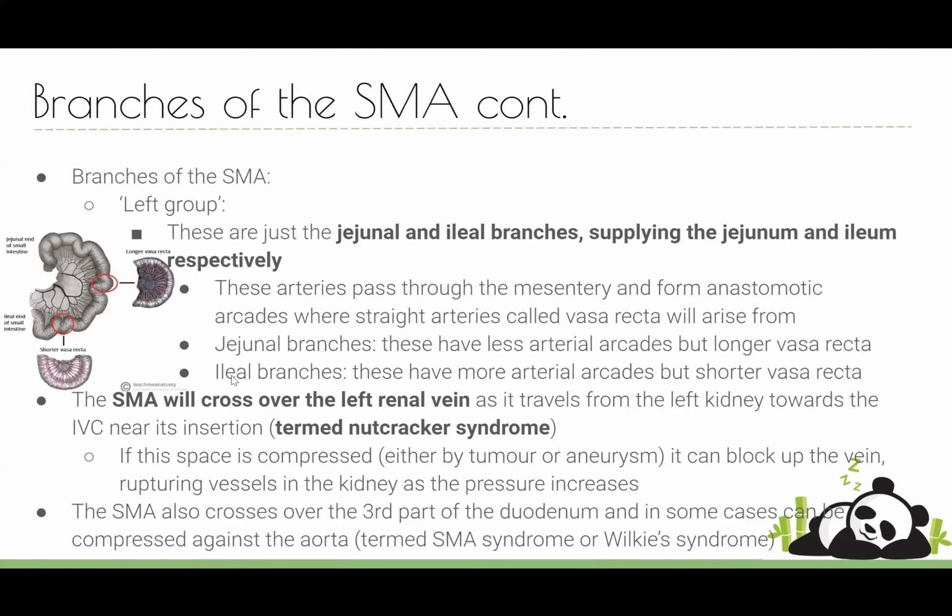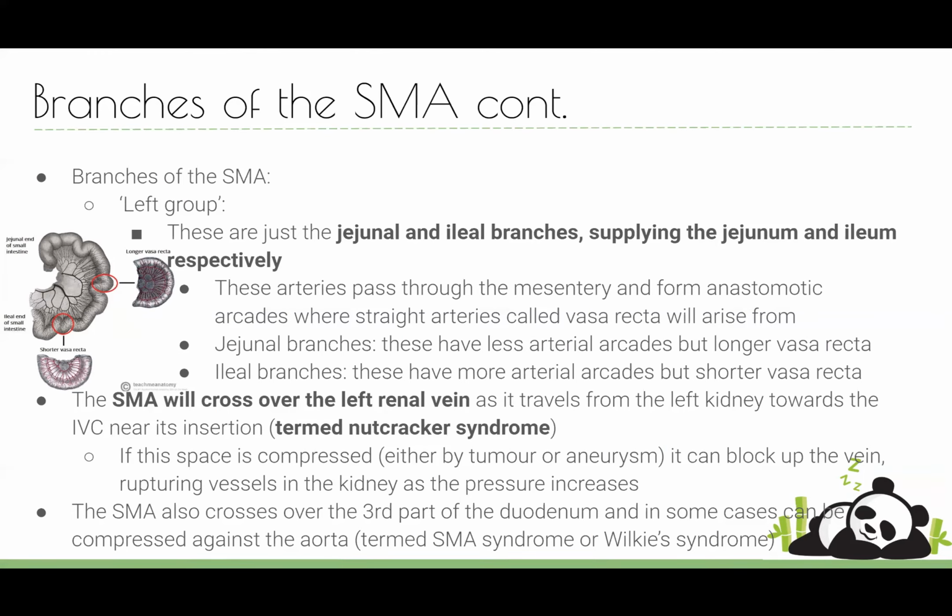The SMA crosses over the left renal vein as it travels from the left kidney towards the IVC near its insertion. This is termed nutcracker syndrome. Basically the idea is that this space is compressed, i.e. the SMA or the aorta behind it with the renal vein in the middle. If that compresses it, that can block the venous drainage, causing back pressure into the kidney as it builds up.